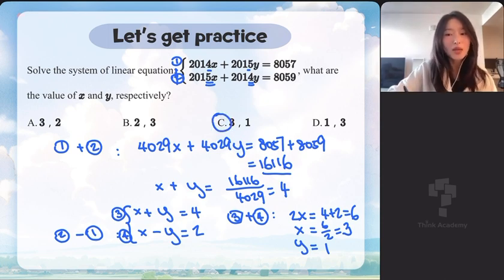All right, so now we arrive at our answer choice, which is C, x equals 3 and y equals 1.